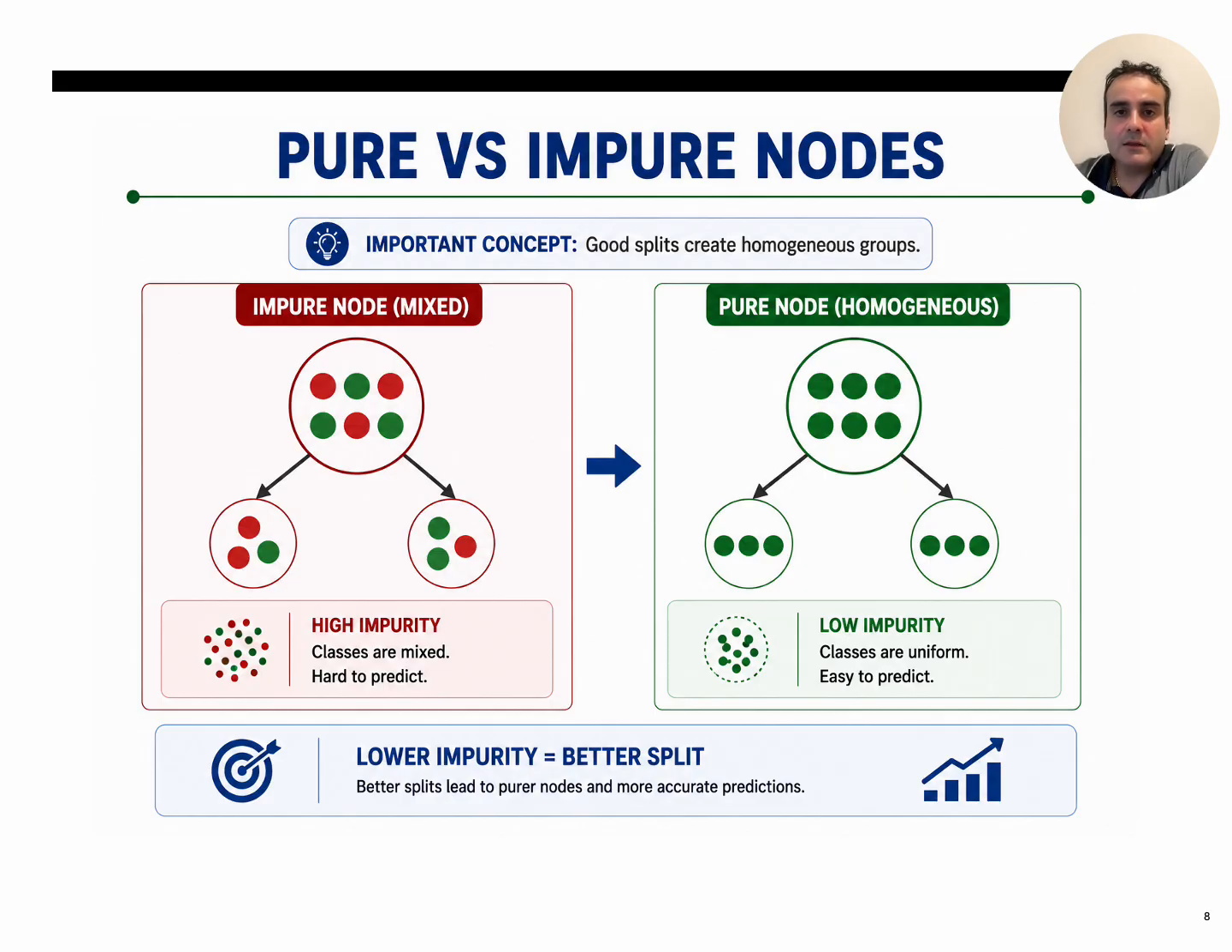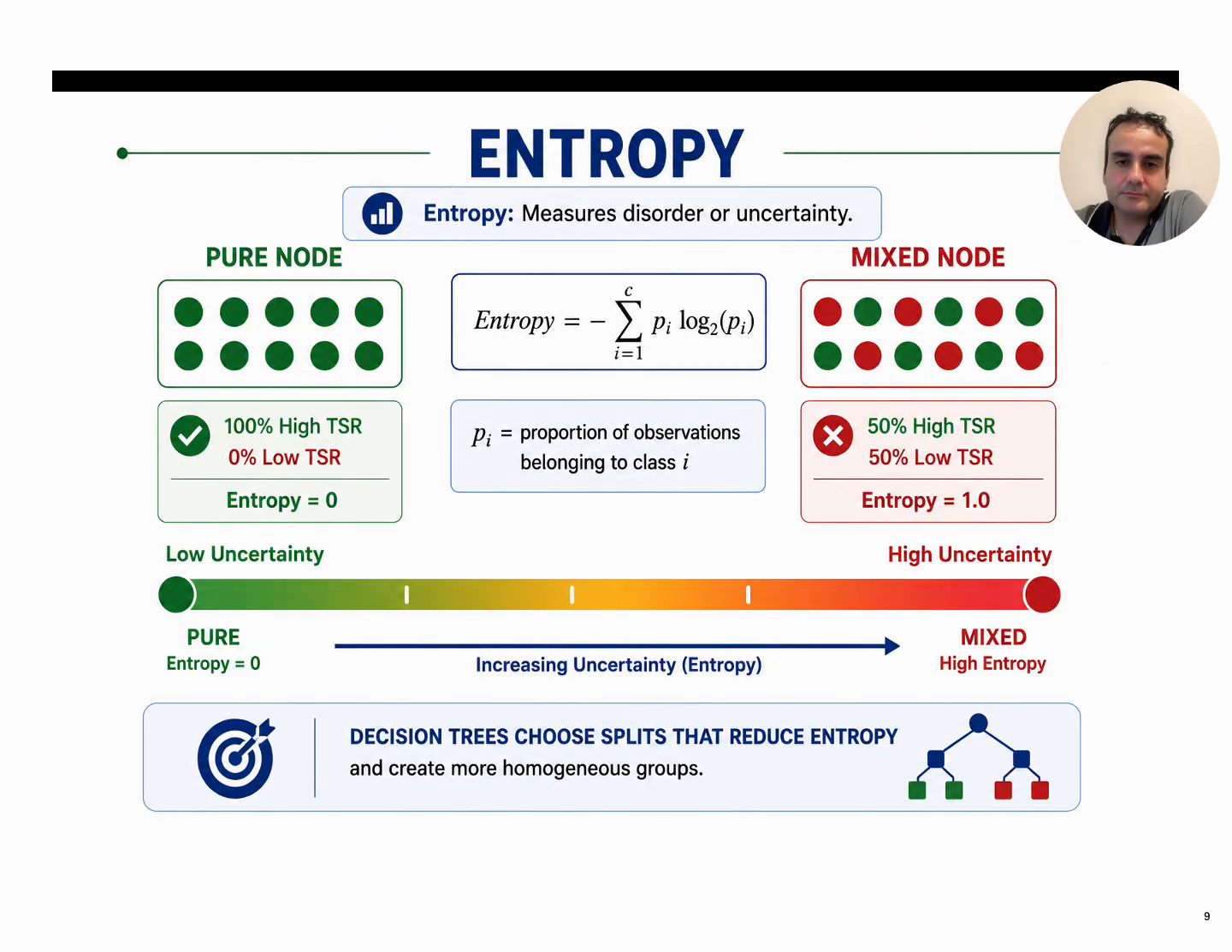On the right, there is no uncertainty because every observation belongs to the same class. For example, every observation belongs to the class of high TSR asphalt mixtures. Decision trees continuously search for splits that transform impure nodes into nodes with better purity. The more homogeneous the resulting groups become, the easier it is for the model to make accurate predictions.